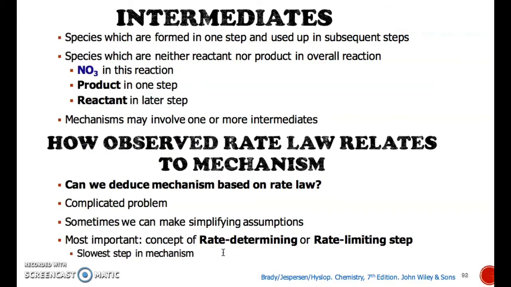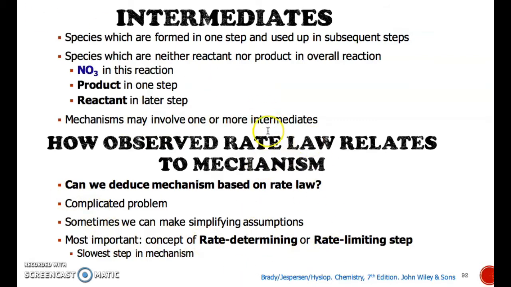This is the overall reaction. Intermediates are species which are formed in one step and used up in subsequent steps, species which are neither reactant nor product in the overall reaction. NO3 in this reaction, actually, is the example. After this, we will look at how you identify the intermediate species. So a product in one step is a reactant in a later step. A mechanism may involve one or more intermediates.